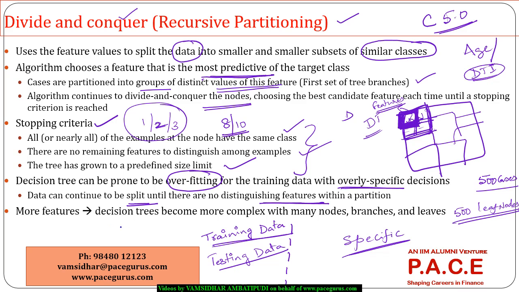So the more features there are, if the features are 8, 10 kind of features, the decision tree becomes more and more complex. Too many nodes, too many branches, too many leaves. So even the decision making becomes a very, very complex process. We have to be very much aware of the downside of using these processes as well.